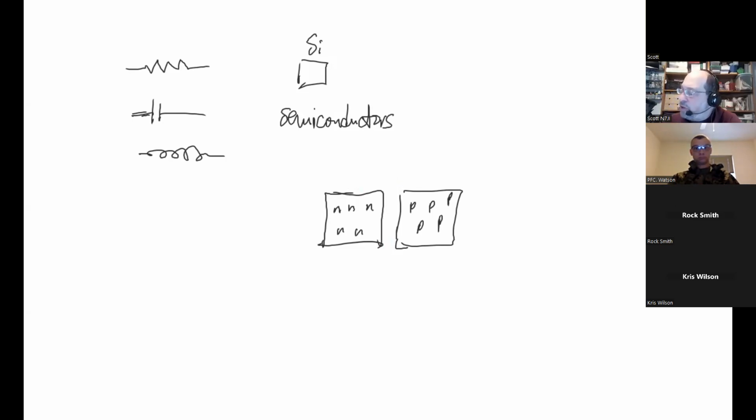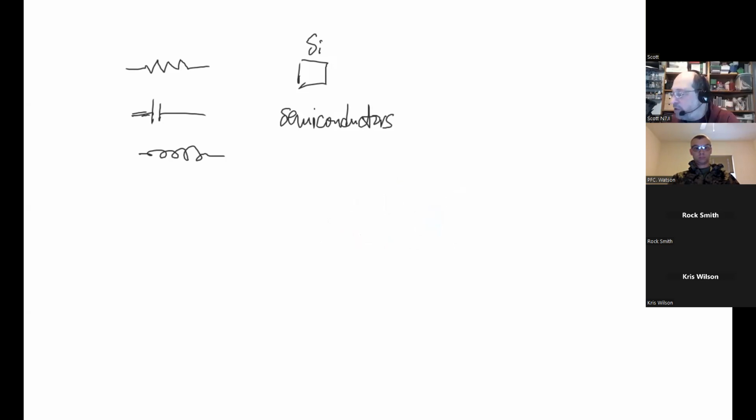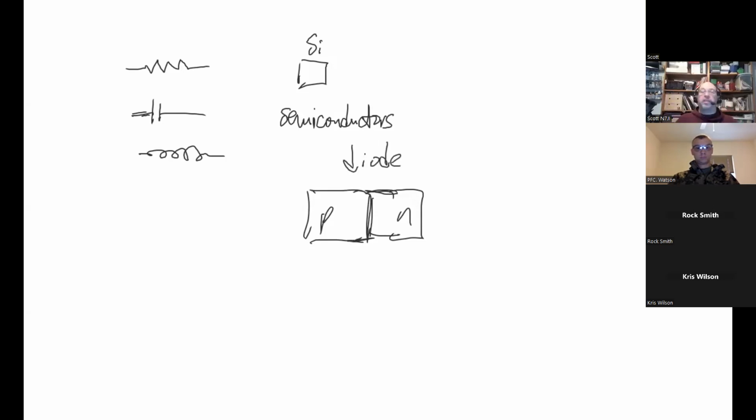So what we can do is take our P and our N, for instance, and stick them together. And we have a PN junction in our silicon, and this makes something called a diode. And a diode is a very special thing. It has an anode and a cathode. This is drawn like this. Notice it looks like a one-way sign on a street. This is the anode, and this is the cathode.